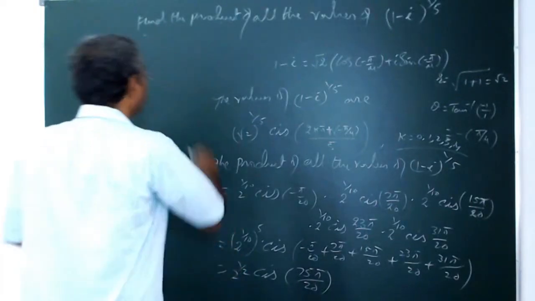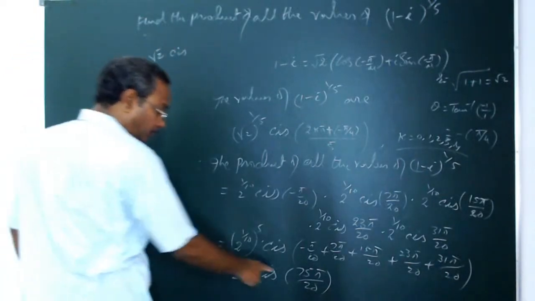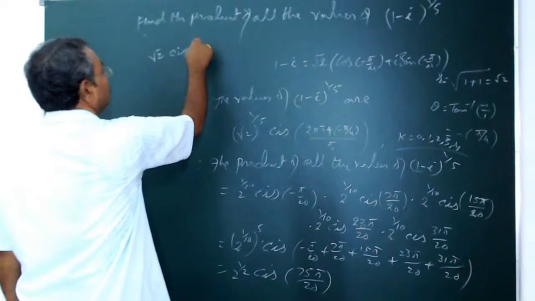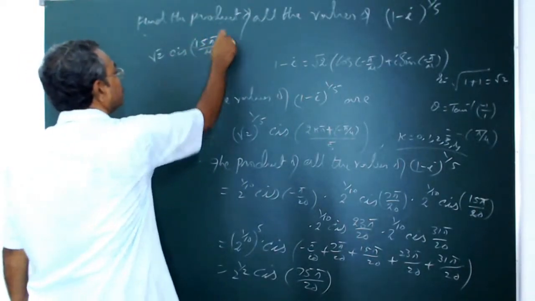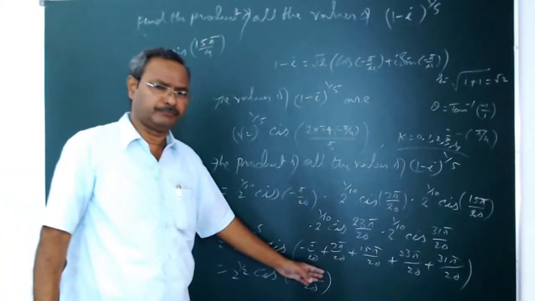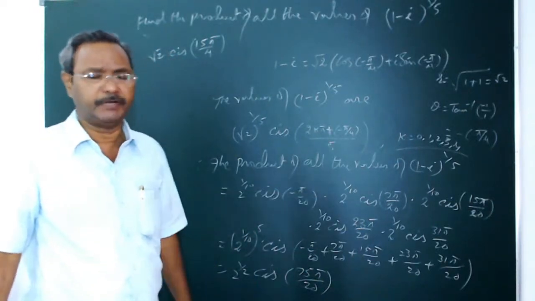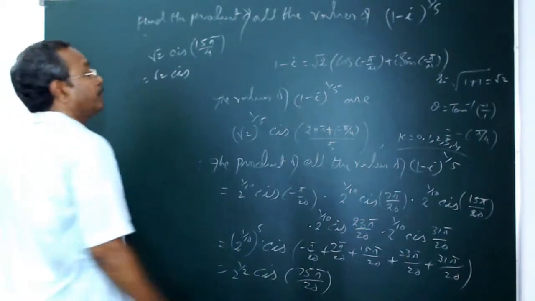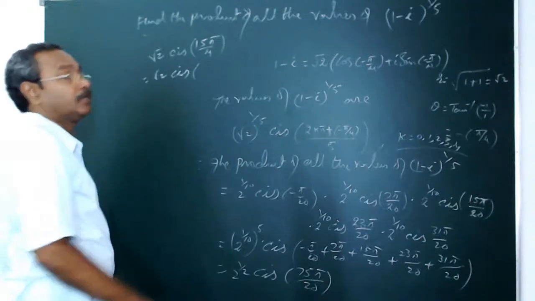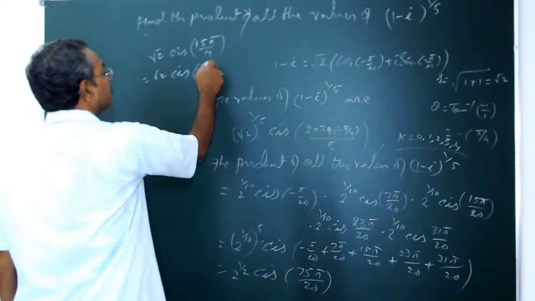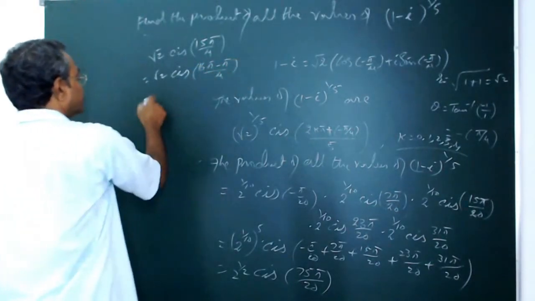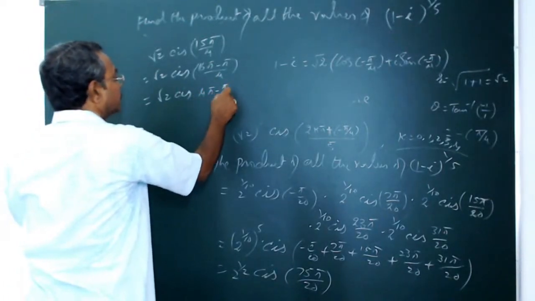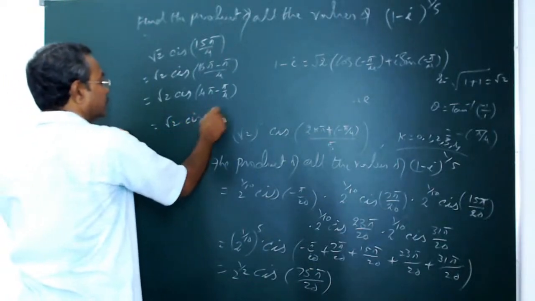We can still simplify this one. This is root 2 into cis 75 pi by 20. That can be written as 15 pi by 4. You can cancel this part: 5 into 15 and 4 into 5. You cancel this part, 15 pi by 4. This can be written as root 2 into cis 15 pi by 4. How can you write this as 15 pi by 4? That can be written as 16 pi minus pi by 4. That is root 2 into cis 16 pi by 4, which is 4 pi, minus pi by 4. This is root 2 into cis minus pi by 4.